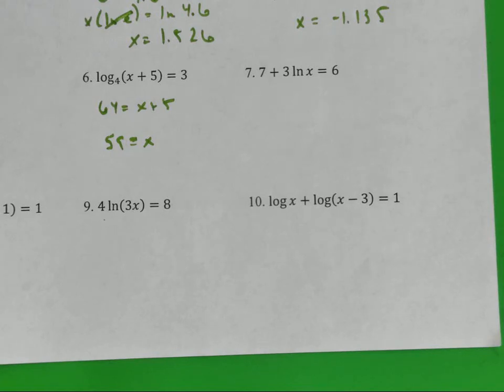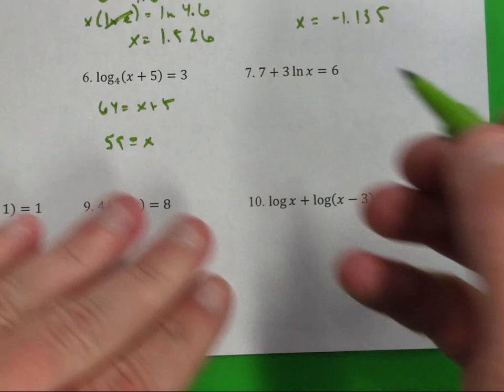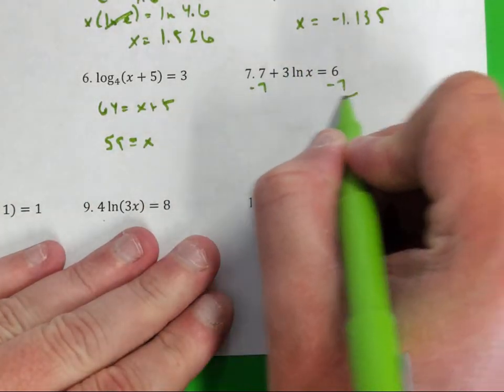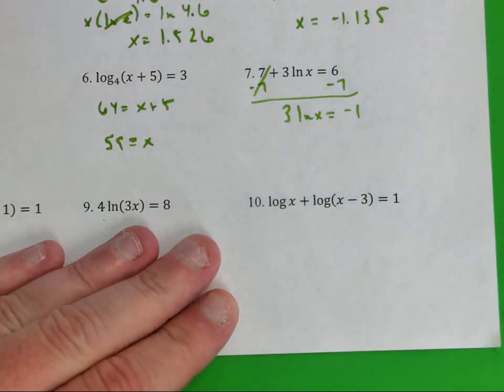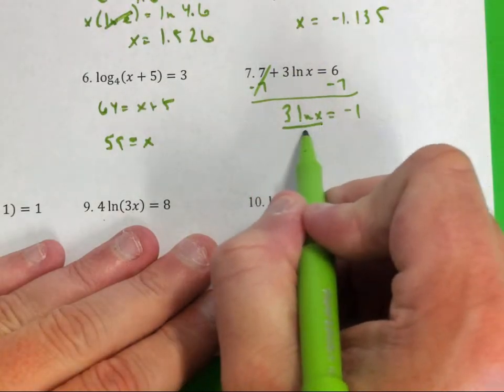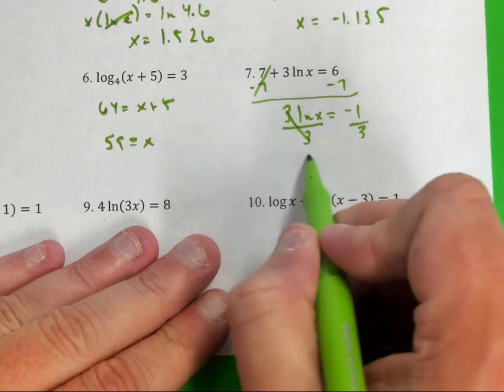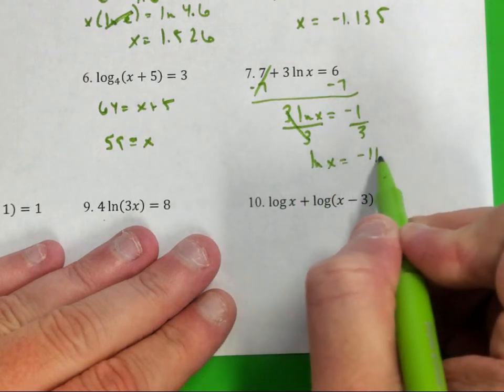1. So we need to isolate it. We only want 1. And thank goodness we only have 1, but we need to isolate it. So what are we going to move over first? 7 becomes a negative 7. So I got 3 natural log of x equals negative 1. Now I'm going to divide both sides by 3. The natural log of x equals negative 1/3.